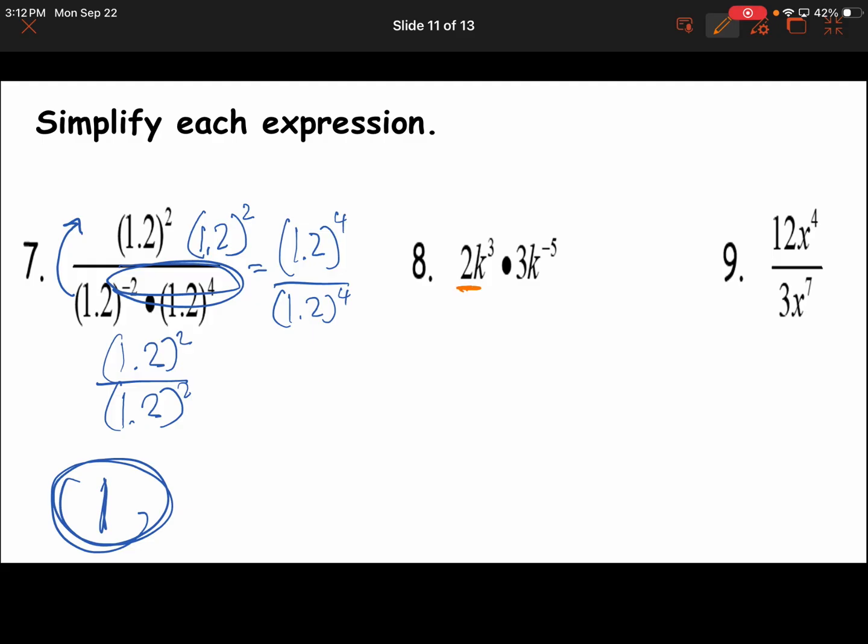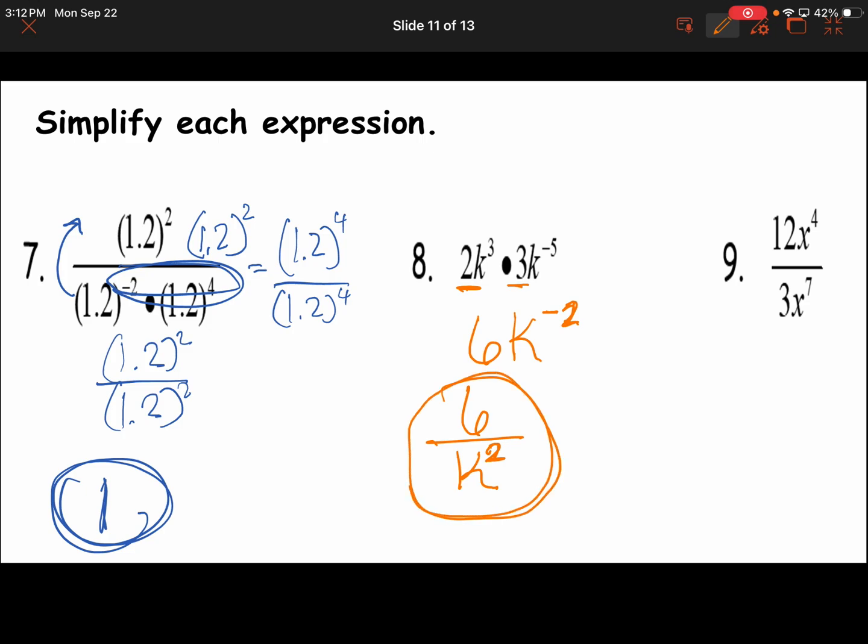All right. Watch closely on 8. I'm going to multiply the coefficients. What's 2 times 3? 6. K to the negative 2. Is that simplified? No. What is the negative touching? The 6 or the K or both? So 6 would stay in the numerator and the K would go to the denominator. 6 over K squared. It only moves whatever it's touching.